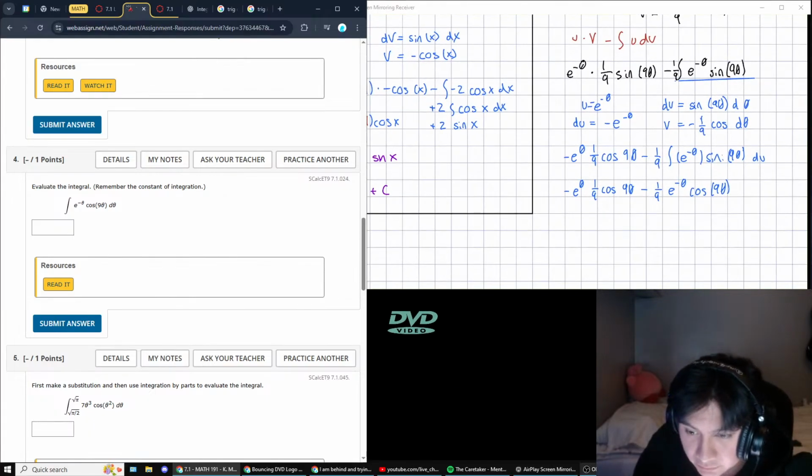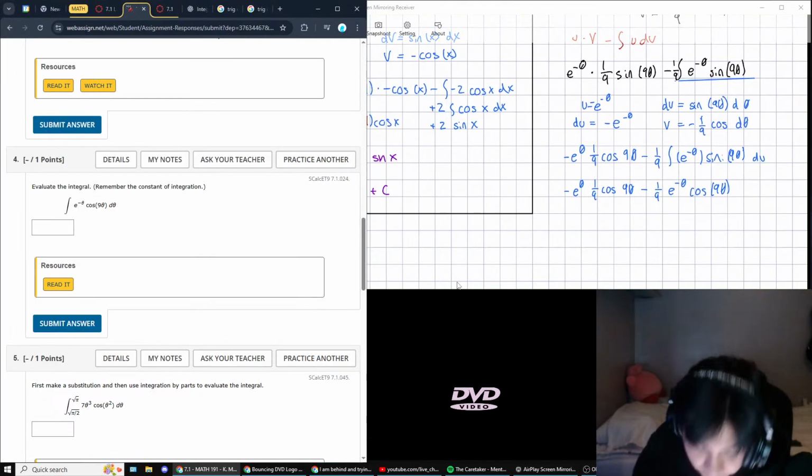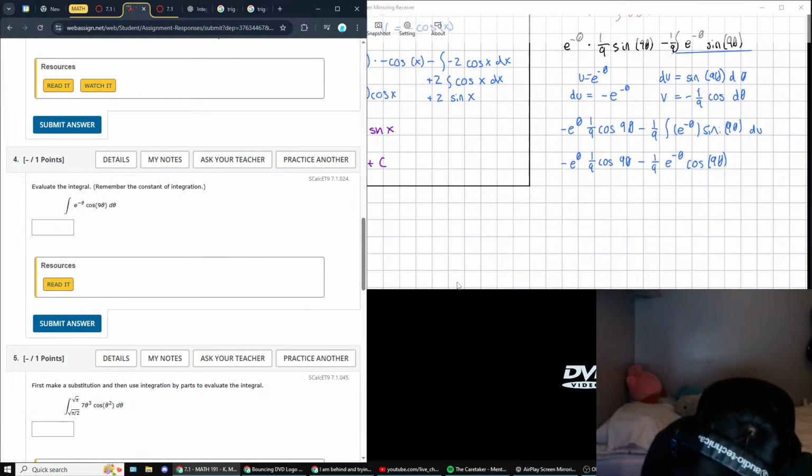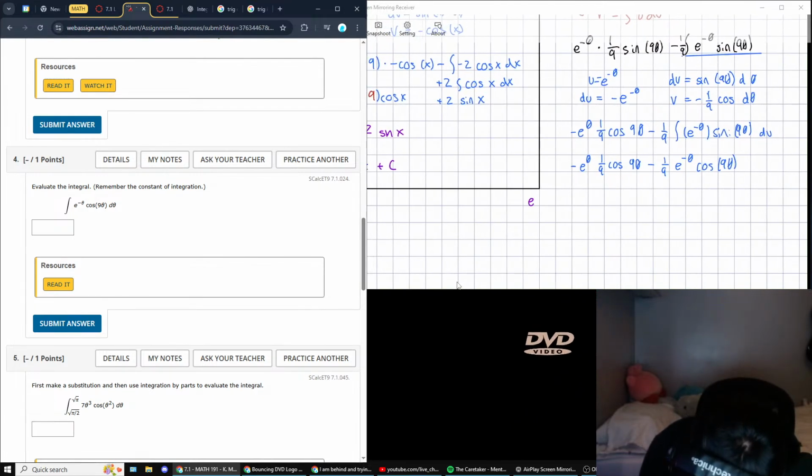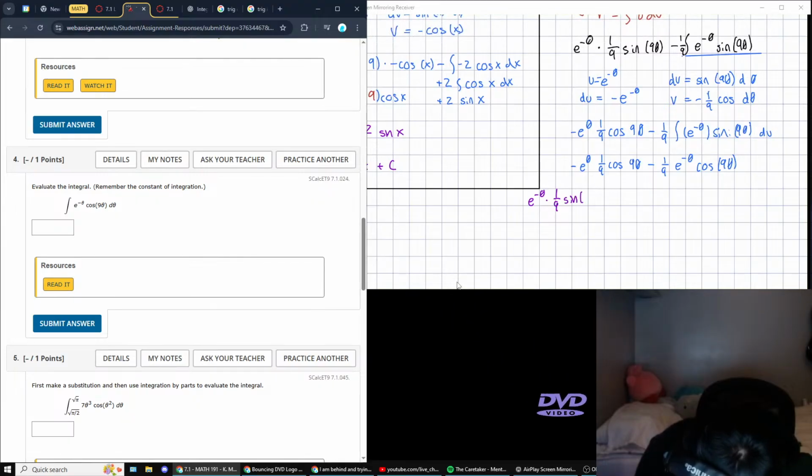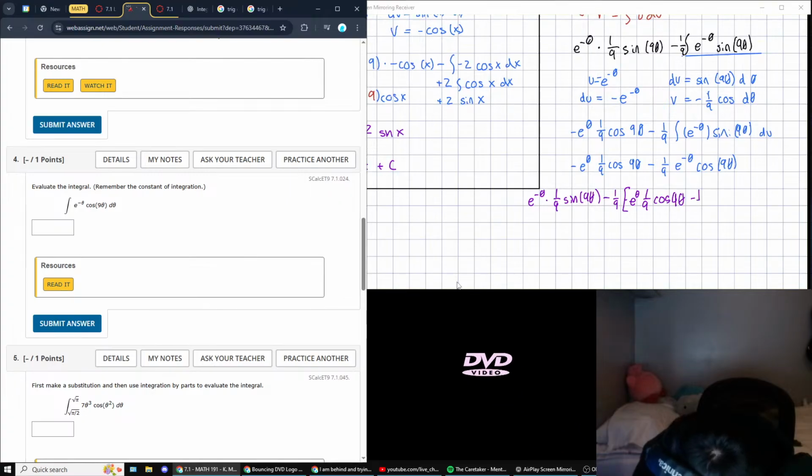I'm sure the video is really bad right now. I'm like fully going down. You do e negative theta times 1 over 9 sine 9 theta minus 1 over 9 e negative theta times 1 over 9 cosine 9 theta minus 1 over 9 e negative cosine 9 theta.